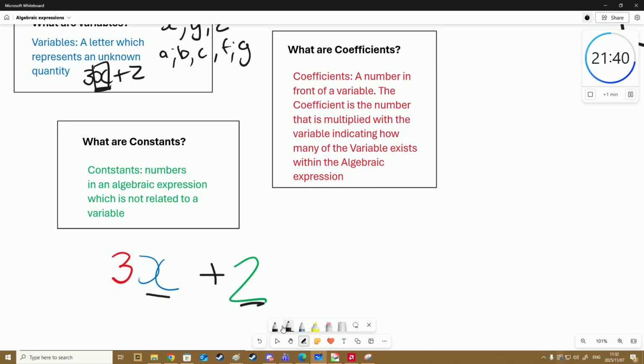Okay, so what is a constant? A constant is a number in an algebraic expression which is not related to the variable. This is usually a number which is a term on its own and which does not have a variable attached to it. As soon as there's a letter behind a constant, it becomes a coefficient. But since there's no letter attached to this number, we say that this number 2 is a constant.